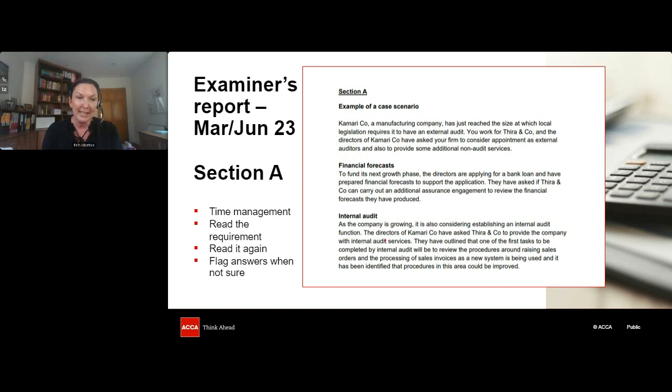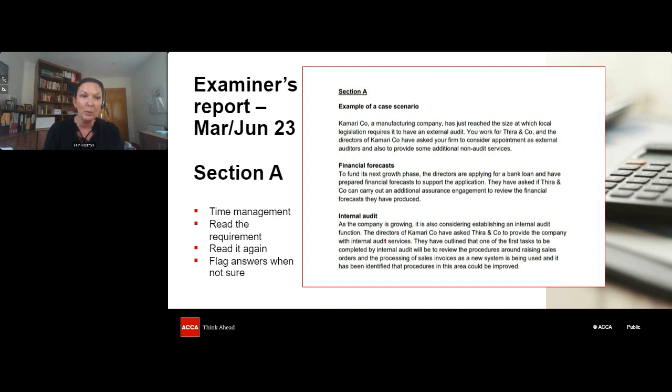So in this examiner's report, they gave us a snapshot of one of the section A question banks. We know in section A, you're going to have 3 scenarios and you're going to have 5 questions attached to each scenario. The example that they've given you is one about Kamari, and it's talking about other services. So not just the external audit, it's also looking at other services that they are looking for you to help them on. They want you to provide a financial forecast.